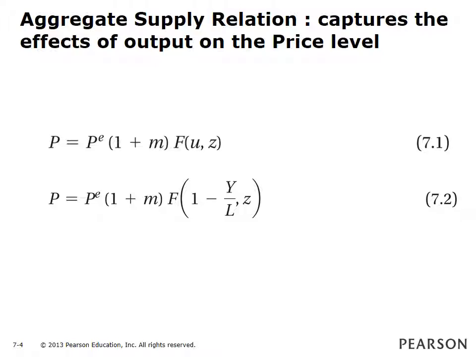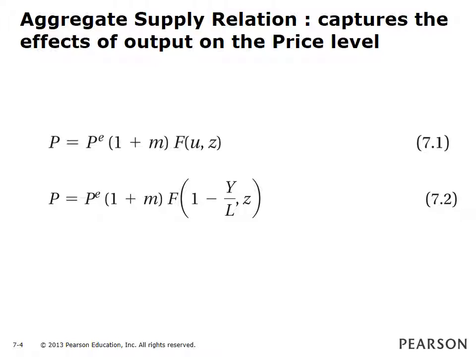u equals U over L, where L is the labor force, or (L minus N) over L, and N equals number employed. So u equals 1 minus N over L, which is equal to 1 minus Y over L in our simple production function where Y equals N. Therefore, for a given labor force, the higher is output, the lower is the unemployment rate.